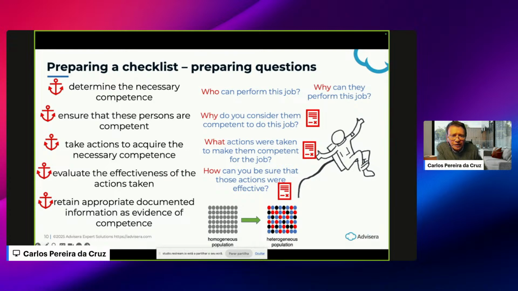So now, a question here. Barbara asked, do you have an example internal audit checklist I can use?